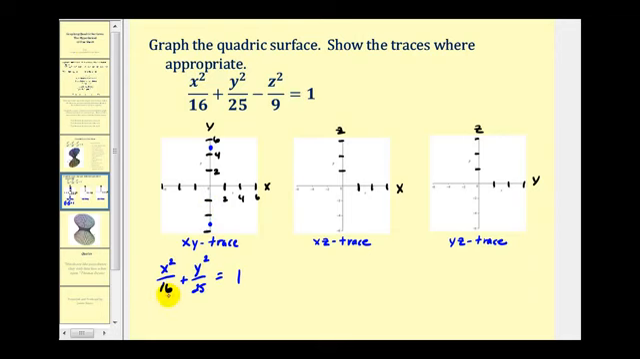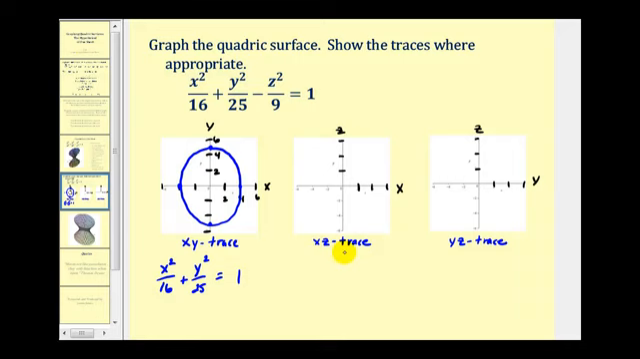A squared is equal to 16, so a is equal to 4. So we'll go 4 units to the right and 4 units to the left. And the ellipse passes through these 4 points. So it looks something like this. This would be the xy trace.